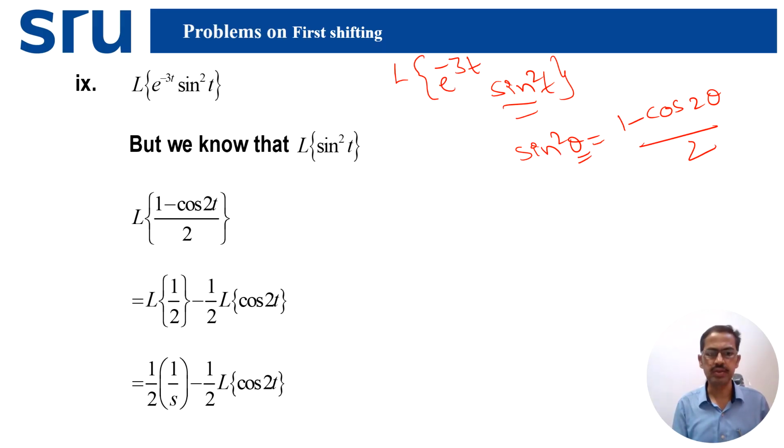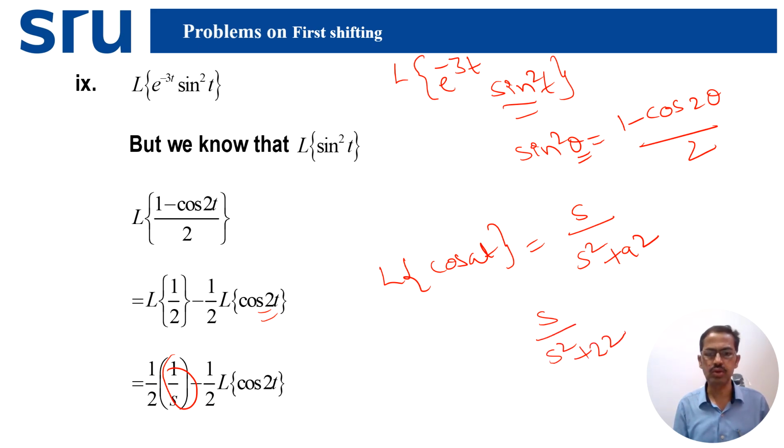What is the Laplace transform of a constant? Constant by s. And the Laplace transform of cos 2t is, from the Laplace transform of cos at, what is the Laplace transform of cos at? Cos at is s by s square plus a square. Similarly, a is equal to 2, so s by s square plus 2 square is the Laplace transform of cos 2t.